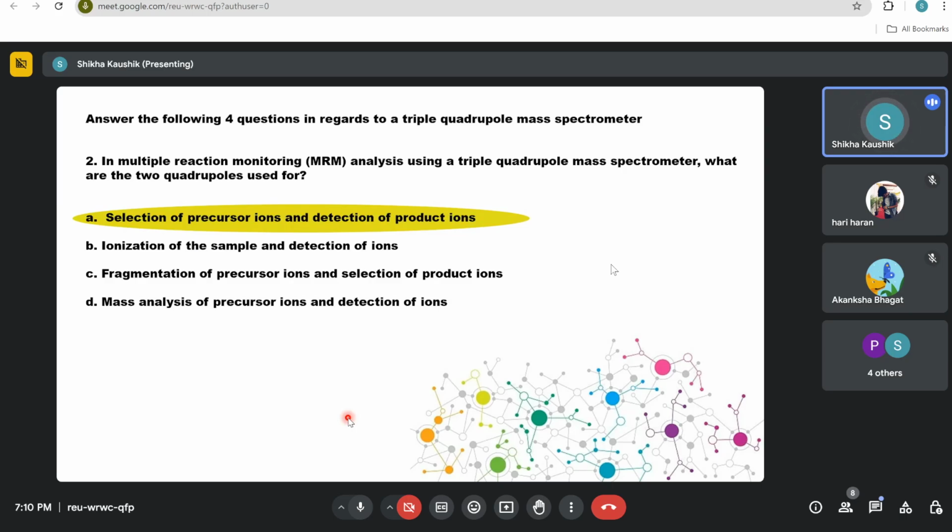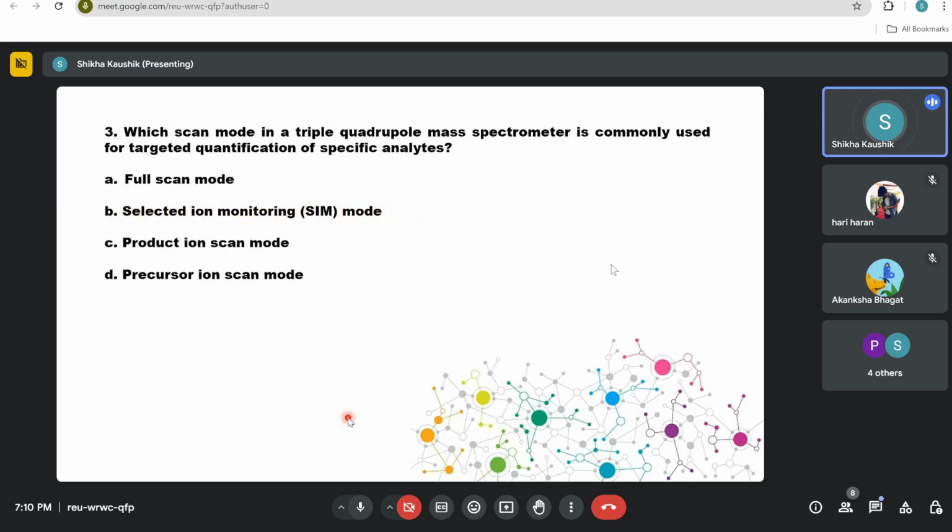Selection of precursor ion and detection of the product ion is not done by the first or third quadrupole. I'll get back to this at the end and check once again whether I have marked it wrong, because the second quadrupole is used to do the fragmentation. Fragmentation happens in the second, and in the third we select the product ion. In the second also we select that we want to read this daughter ion, and the third helps in selecting that particular ion, right? So it should be C, but anyway, let's move to the next question.